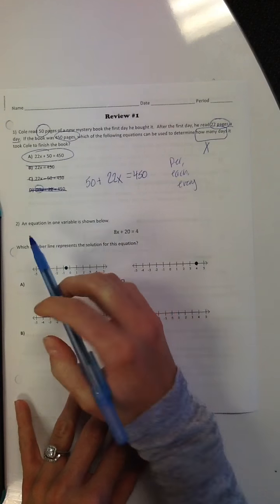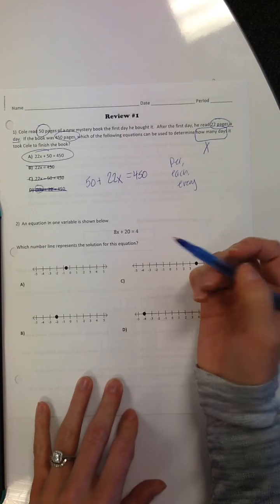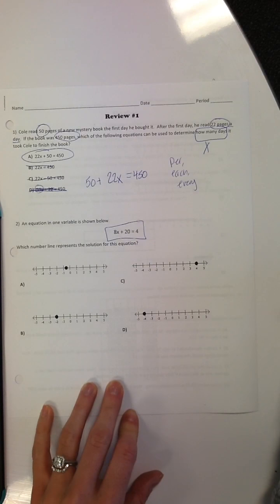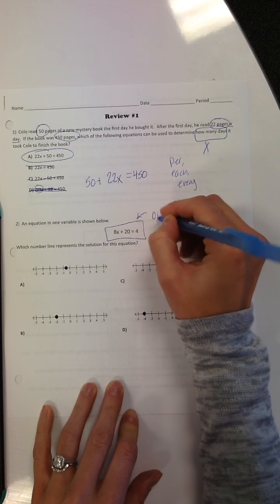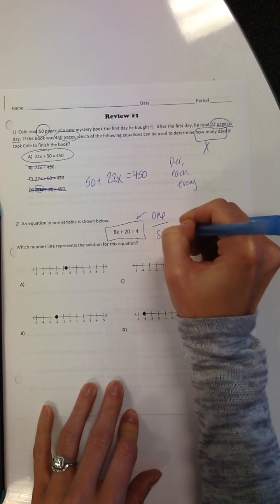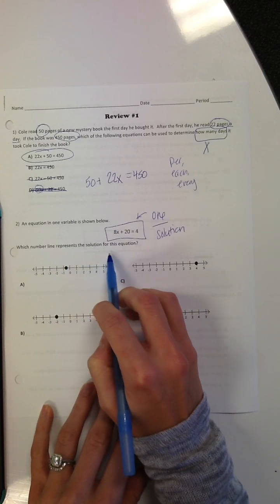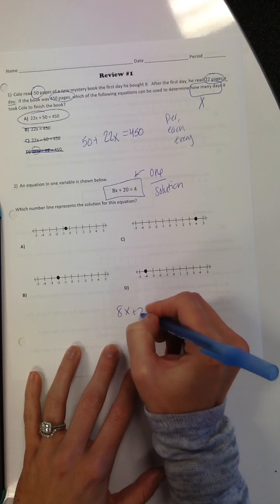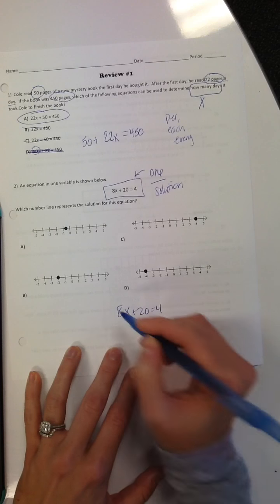Number two, an equation and one variable is shown below. So we've got 8x plus 20 equals 4. Remember, if there's an equal sign, there's one solution. Which number line represents the solution for this equation? So we want to rewrite it down here. 8x plus 20 equals 4.